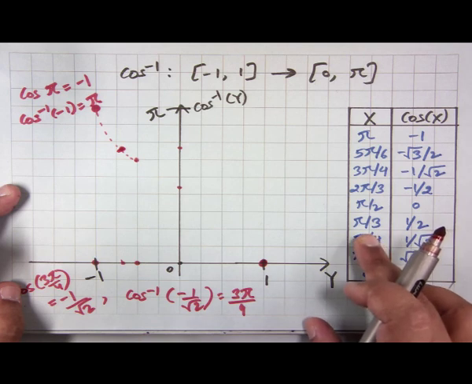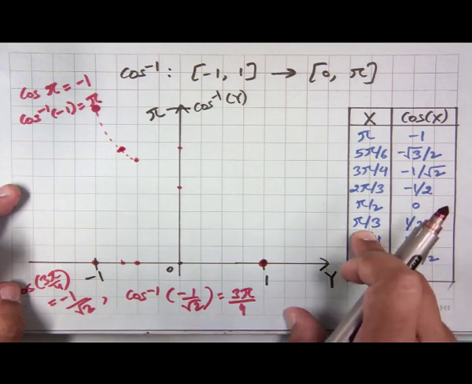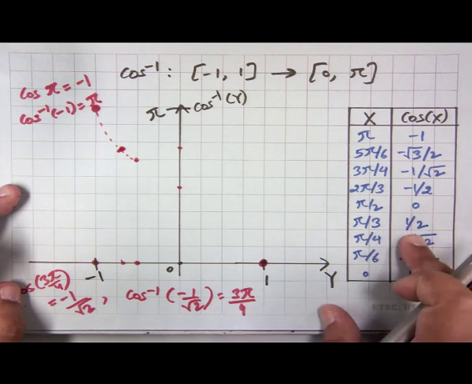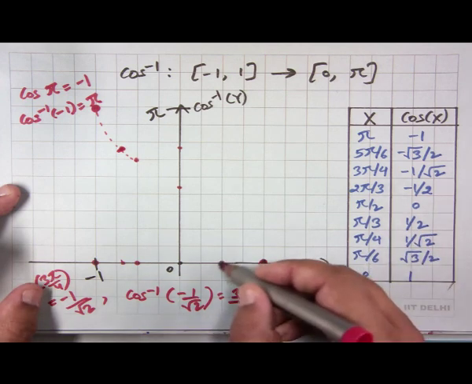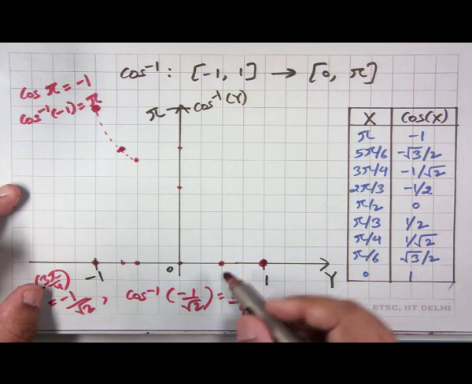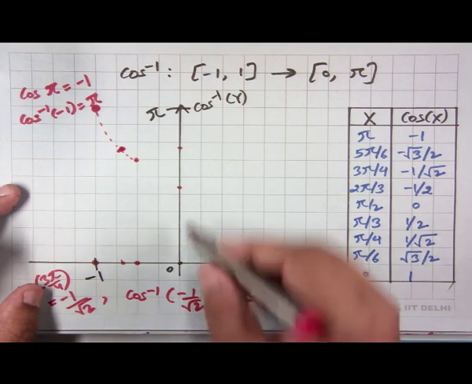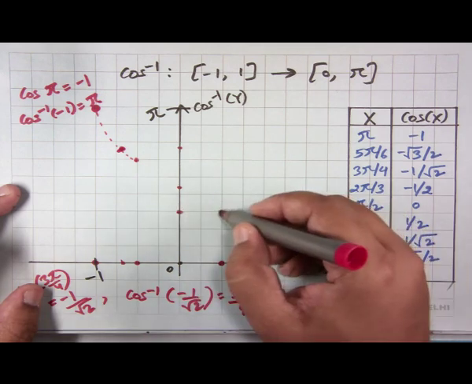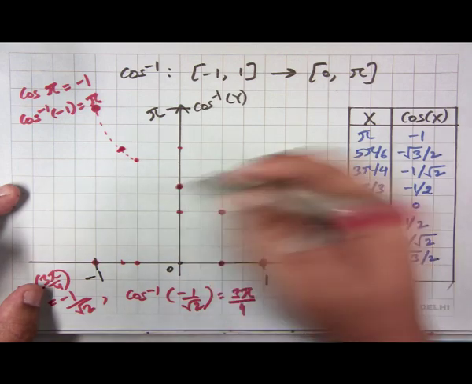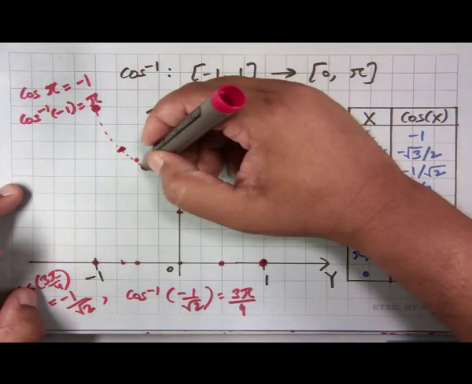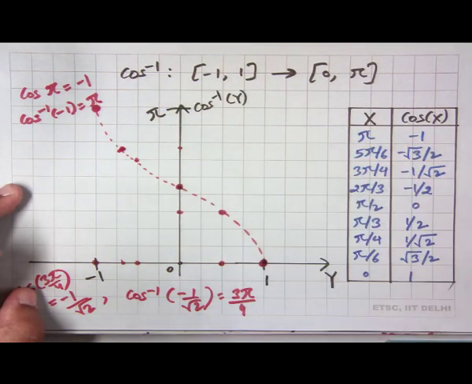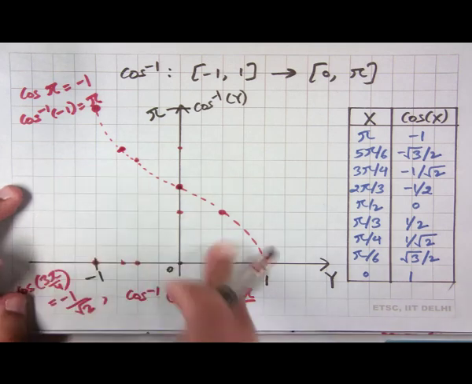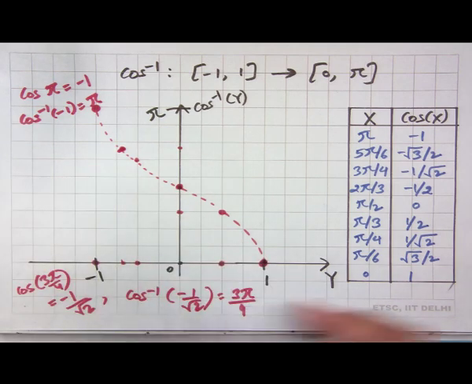And let us take one more point. So, pi by 3, we know that cos of 60 degrees, which is pi by 3, is equal to half, right. So, therefore, cos inverse of half will be pi by 3. So, cos inverse of y equal to half is pi by 3, and pi by 3 is here. So, we have this point. So, the curve will look something like this. So, this is the curve for the cos inverse function.